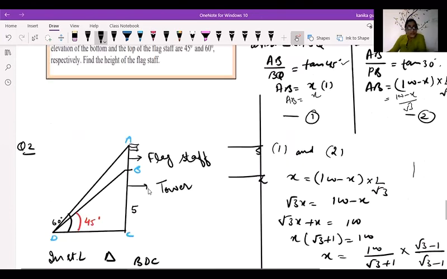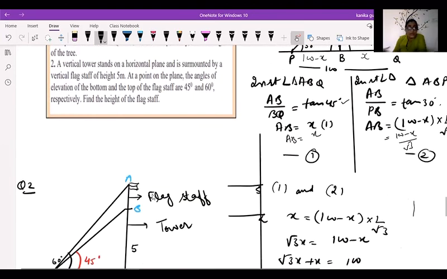Now the next question is, a vertical tower stands on a horizontal plane and it is surmounted by a vertical flagstaff of the height 5 meter. At a point on the plane, angles of elevation of the bottom and the top of the flagstaff are 45 degree and 60 degree respectively. Find the height of the flagstaff.